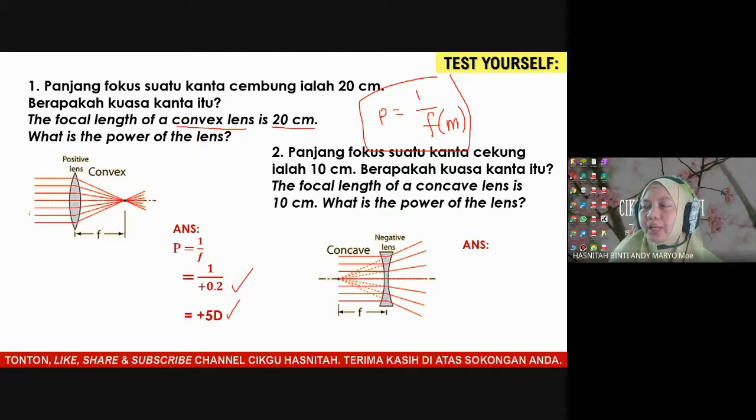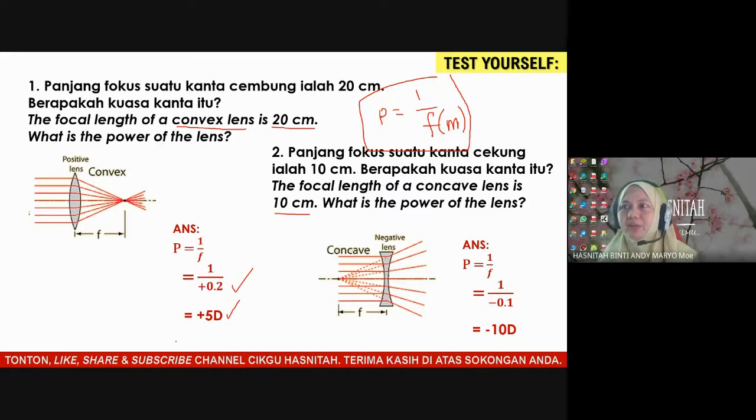Second question. Now you are given a concave lens, and the focal length is 10 cm. What is the power of the lens, students? Again, we apply the same formula, P equals 1 over F, where F must be in meters. And for concave, the focal length is negative. So 10 centimeter is equal to 0.1 meter, which means the power is negative 10 diopter. Again, you must write positive and negative, to differentiate convex and concave lens.